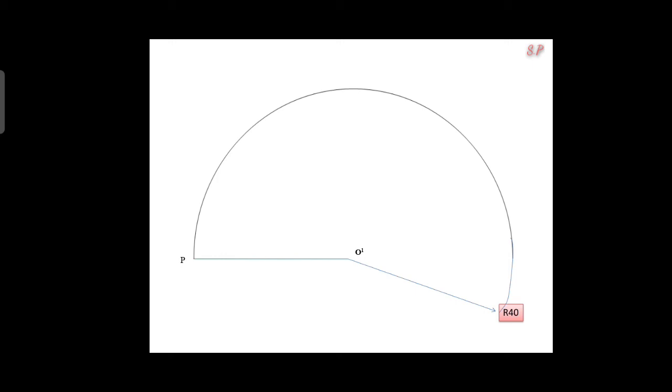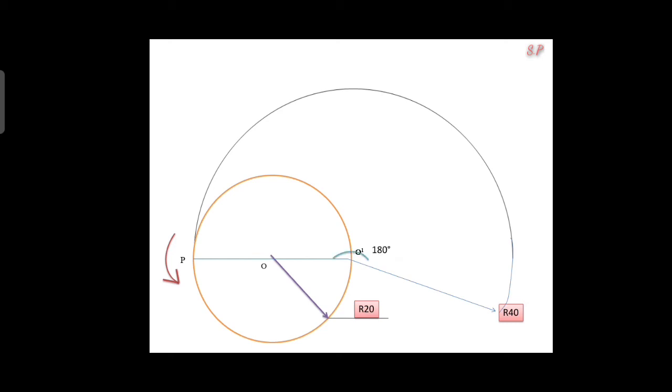The initial point is P. Now from the point P inside you locate the center point of the generating circle. Generating circle diameter is 40 mm, so OP is equal to 20 mm. Now O is the center and OP is the radius, you draw the circle. This circle's radius is 20 mm and the circle is rotating in the counterclockwise direction. Next, from the line PO dash you take a 180 degree angle and draw a radial line. This circle is called the directing circle and this circle is called the generating circle.